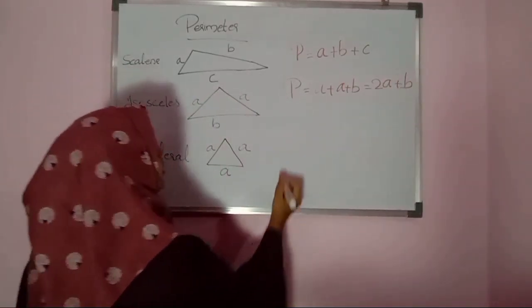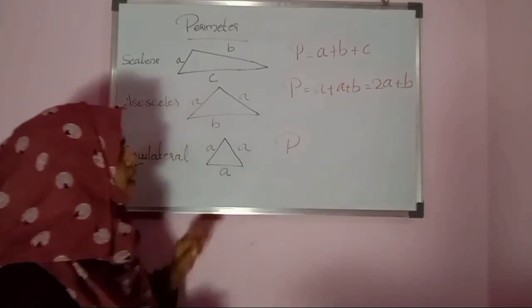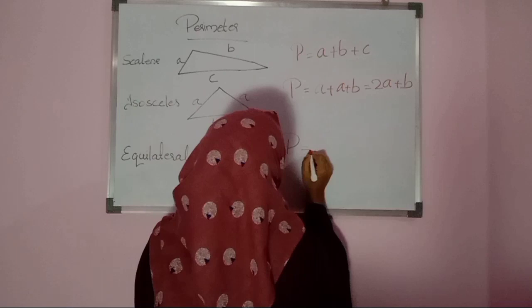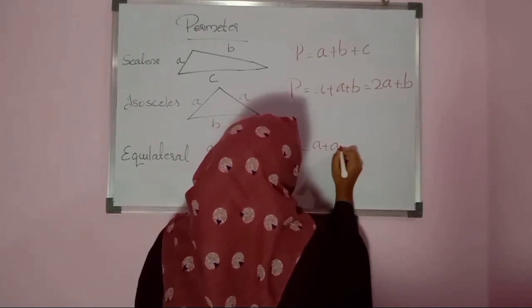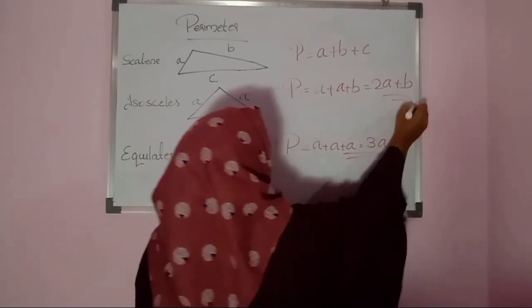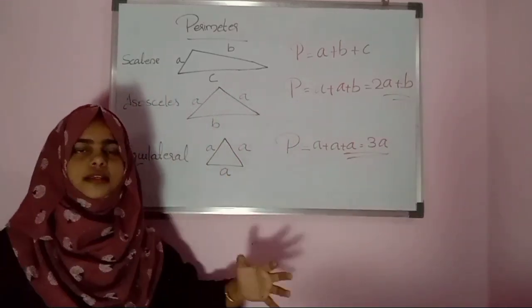Now, what will be the perimeter of an equilateral triangle? Equilateral triangle means all the three sides are equal. Then the perimeter will be what? A plus A plus A, that is 3A. This is an easy one, isn't it?